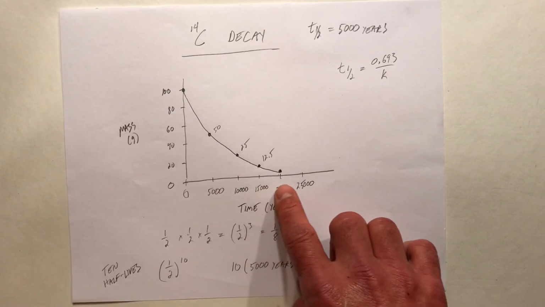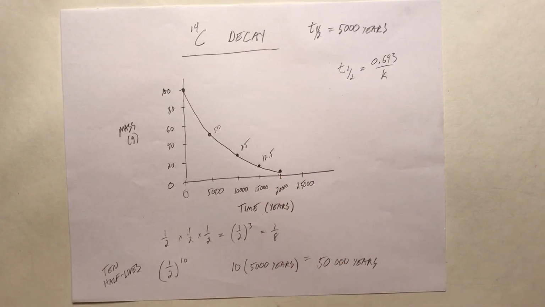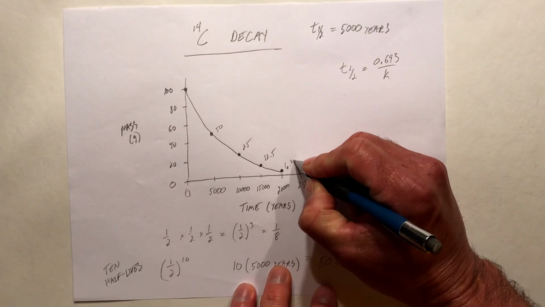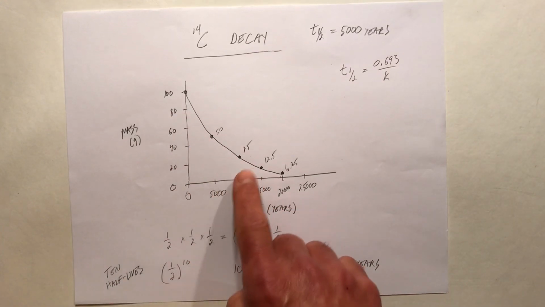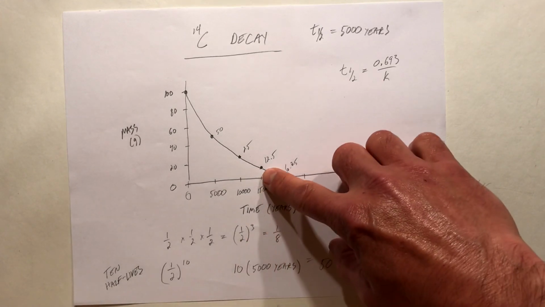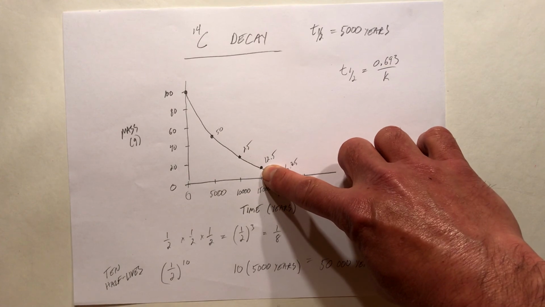After the next 5,000 years, that's 20,000 years total, that would decay down to 6.25 grams. So we can say that if we go 1, 2, 3 half-lives, that's 1/2 to the third power, we have 1/8 of our original starting amount.